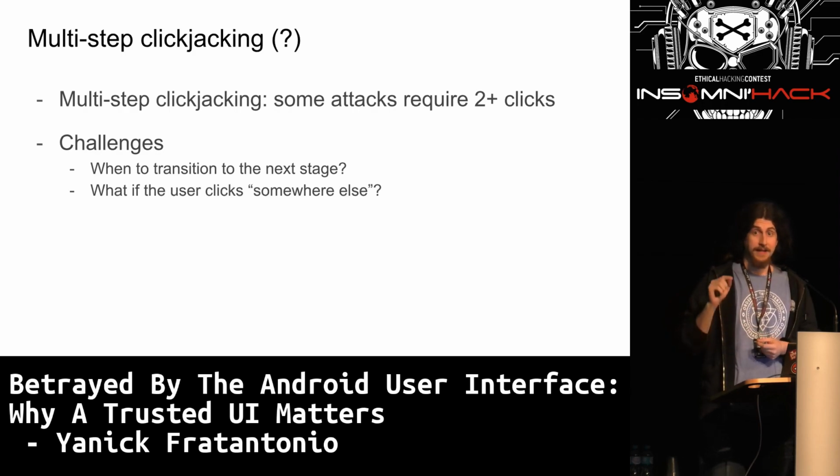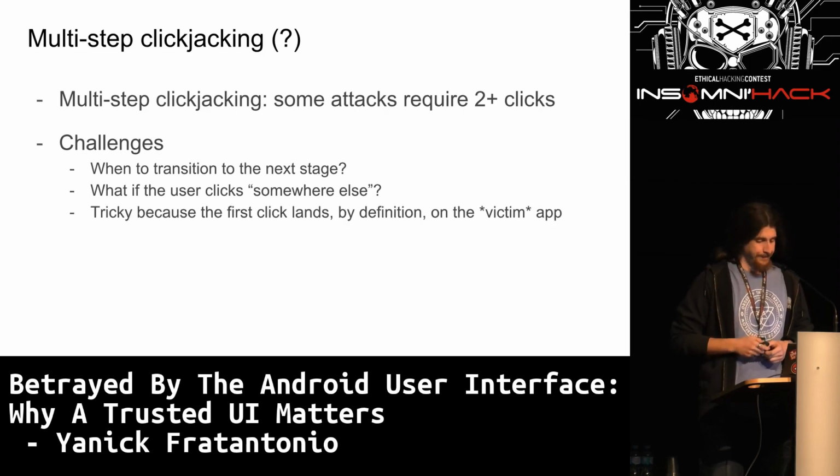Okay, and what if the user didn't click on the target button? The malicious app wants to know it so that it knows it does not need to go to the next step. So just monitoring clicks is not enough. And it's tricky because in clickjacking, by definition, the click of the user needs to land on the victim app, not on the malicious app. And as I mentioned before, if the click doesn't reach the malicious app, it is not notified. Okay? So it's not easy.